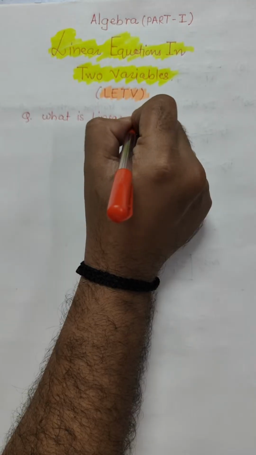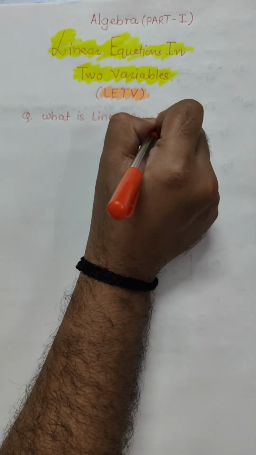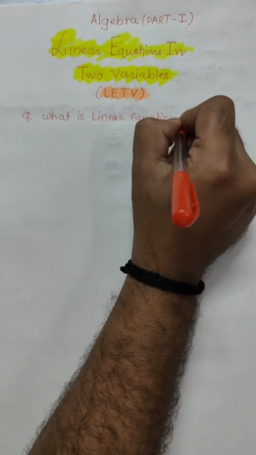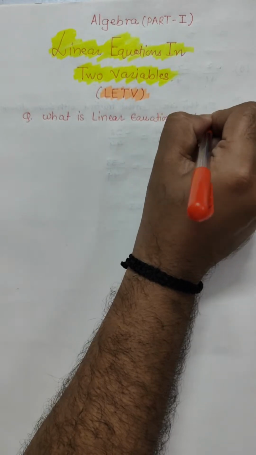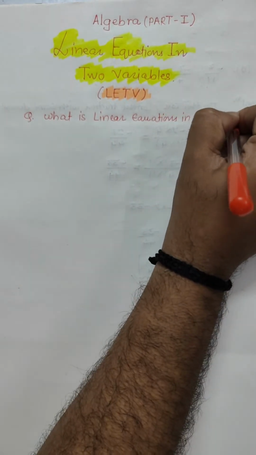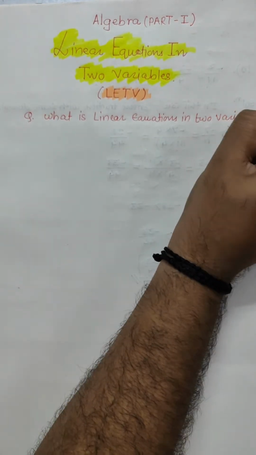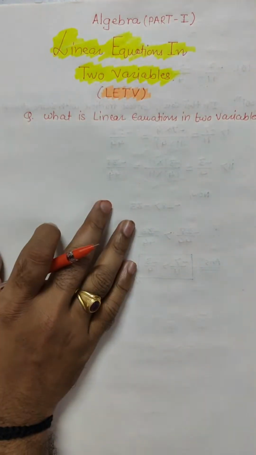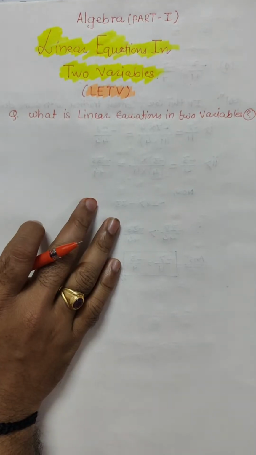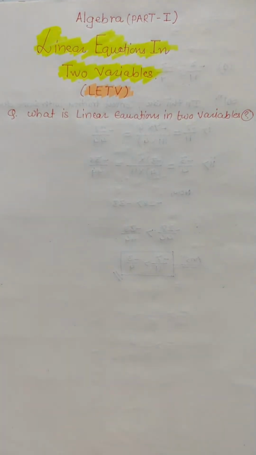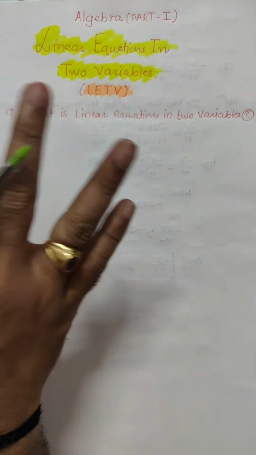What is a linear equation in two variables? What is meant by the linear equation in two variables? Here most of the students will get the answer. Students know what is meant by a linear equation in two variables. A linear equation in two variables has two conditions.